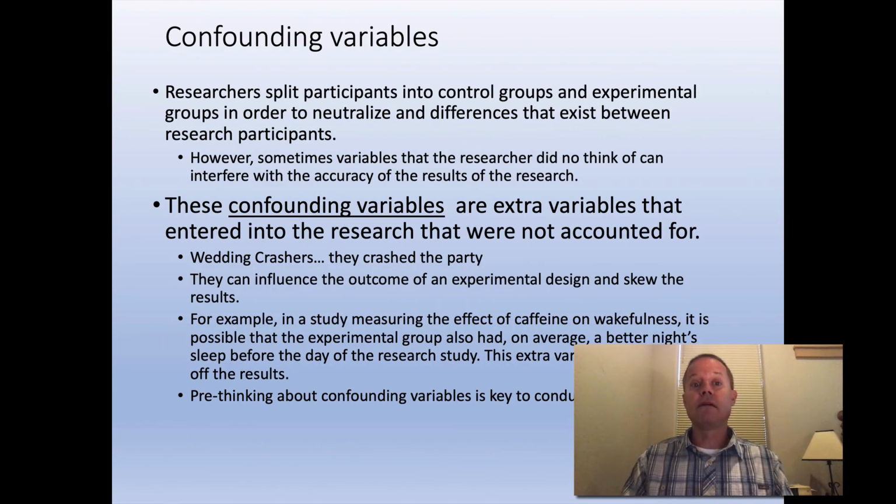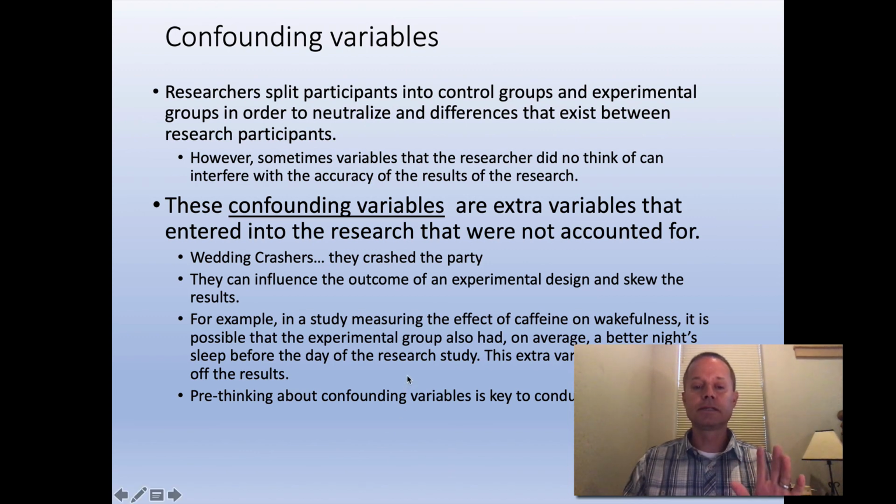Okay, last thing here is confounding variables. When you do research, as I was saying for the control group and experimental group, there's only one difference, the experimental condition. However, some other variables might sneak in there and they might affect your results. So sometimes variables the researcher did not think of can interfere with the accuracy of the results of the research. These are called confounding variables. They're extra variables that entered into the research that were not accounted for. They're like the movie Wedding Crashers, people showing up, ruining the wedding. So they are crashing the party.